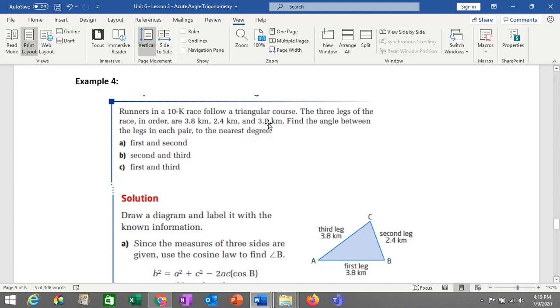So we're trying to find the angle between all of these legs. So you're trying to find 3 angles, essentially. You're trying to solve the triangle. Find all the sides and all the angles, because you already have all the sides.